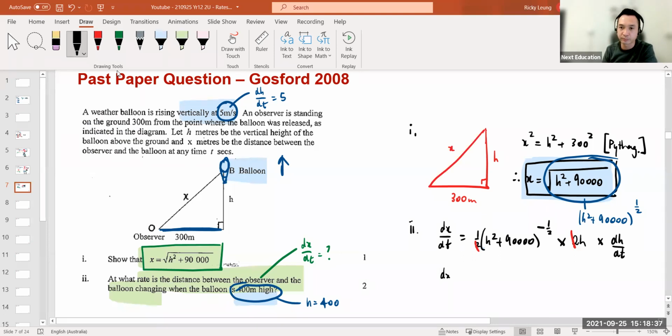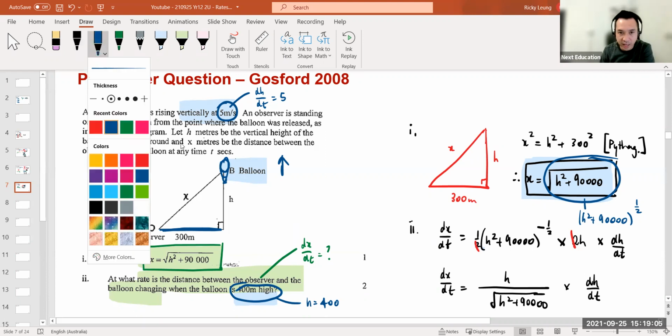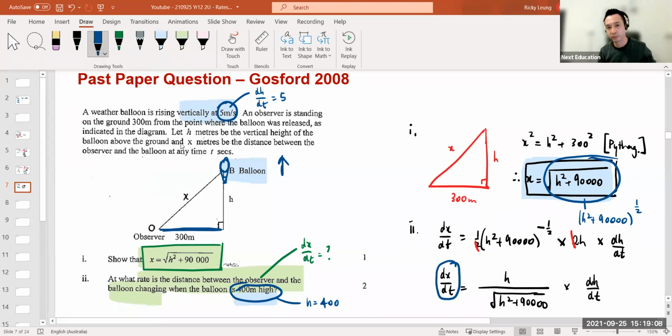Please remember that. Now, let's clean this up before I sub in my stuff. So then what do I have here? dx/dt equals, so the 2's are gone. The only thing that's upstairs is h. Bring this bracket down, get rid of that negative and turn it into a square root. So a couple of steps there, 3 steps in one. And multiply by dh/dt, perfect. Now it's the straightforward bit where they gave me in the question dh/dt, that's 5. That's it. h is 400.